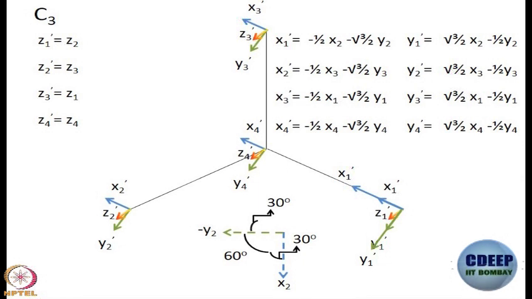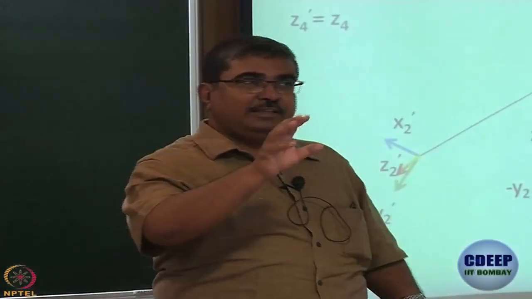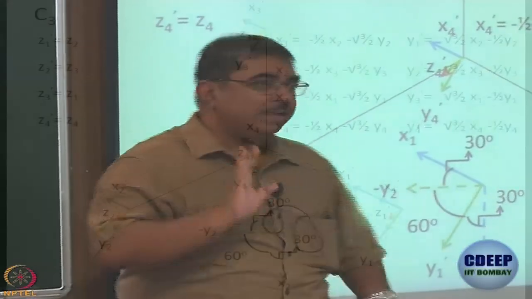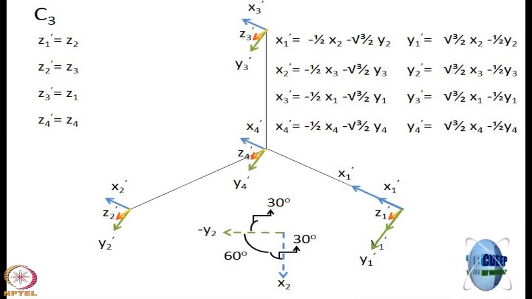Clear? Okay. Right. So, now, what are we trying to do here? We are trying to get the transformation matrix. How do I get the transformation matrix? Let me write the equations first. I think the question is, can I write one general equation? So, the general equation would be xi dashed is equal to minus half xj minus root 3 by 2 yj, and yi dashed equal to root 3 by 2 xj minus half yj, where i denotes the transformed coordinate, j denotes the original coordinate. That will be the general form of the equation if that is what you are asking for.